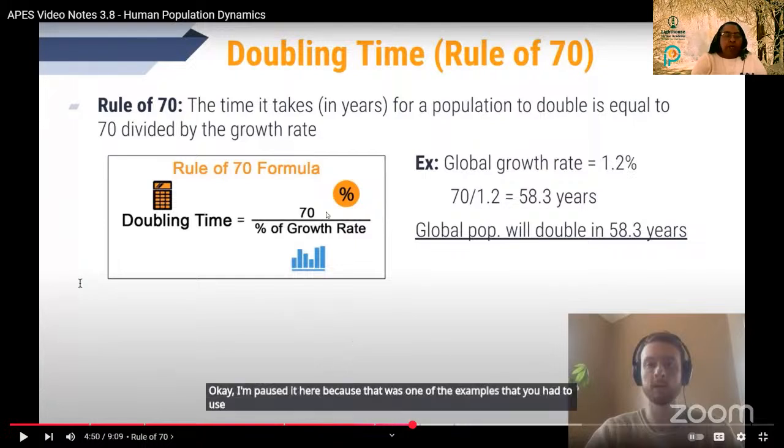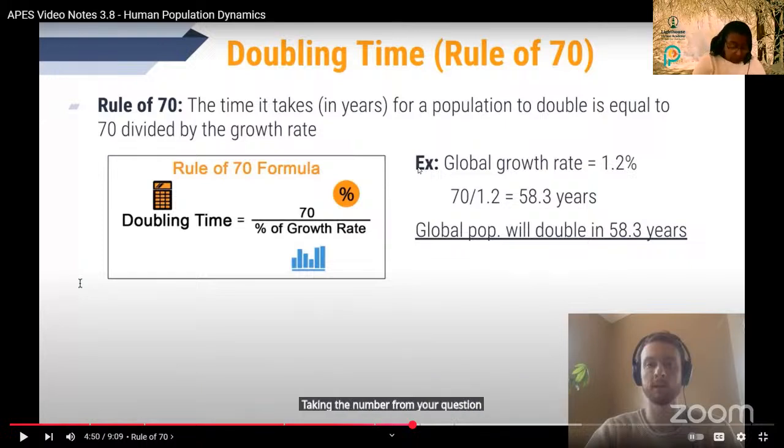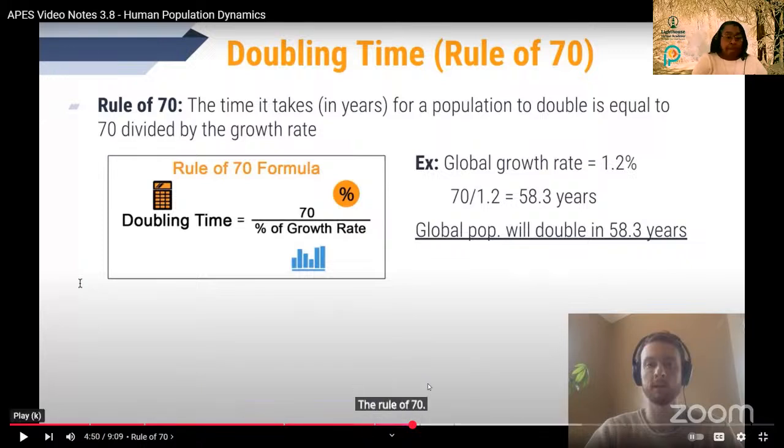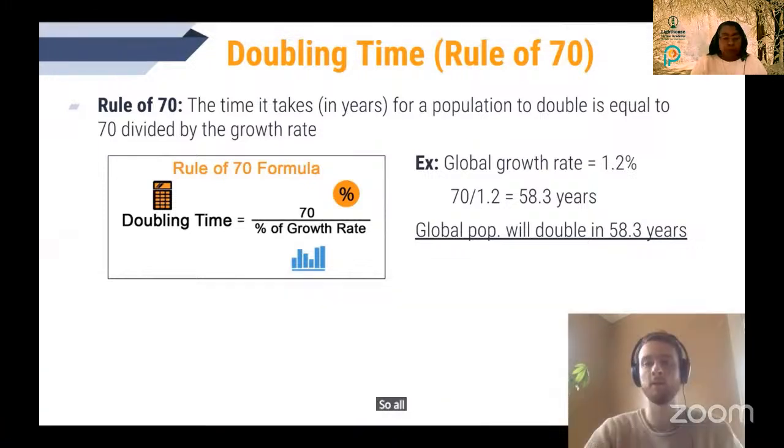Okay, I've paused it here because that was one of the examples that you had to use. And again, all you had to do was take 70. So you do need to know what the rule of 70 is. And so you had to take the number from your question 4 when you calculated the population growth rate before you could do question 5, which wanted you to know the rule of 70. So all we needed to do there was divide 70 by 1.2.